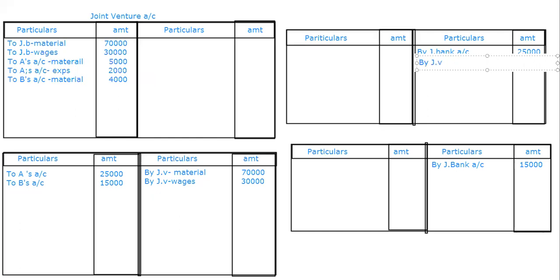By joint venture material, which is worth of 5,000. Then by joint venture expenses worth of 2,000. Now B has also contributed, so we are going to write as by joint venture materials, which is worth of 4,000 here. Now these things also have been completed with 2 postings.